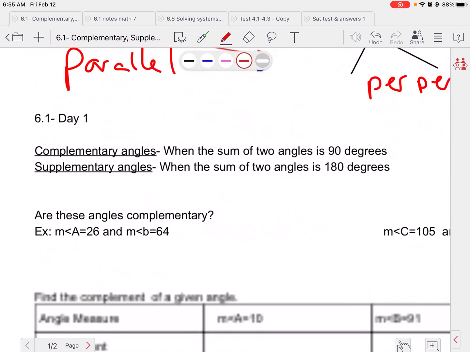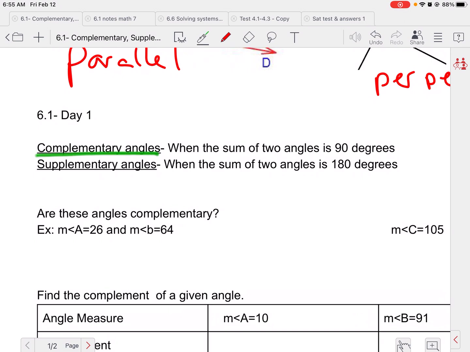Well, the next two types of angles that we're going to learn about are complementary and supplementary. Complementary is when two angles add up to be 90 degrees. Okay, so complementary goes with 90 degrees. Okay, supplementary goes with 180 degrees.